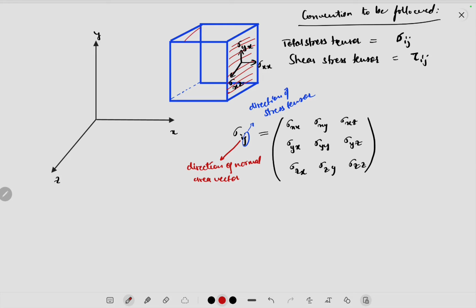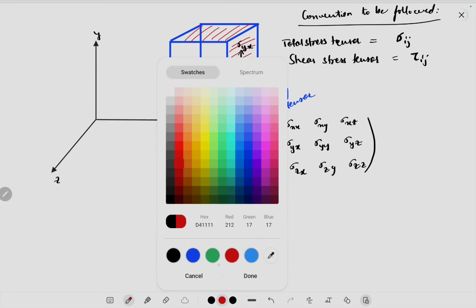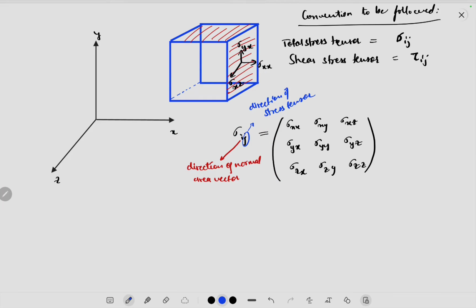Similarly, if I consider this face, it has the normal vector in the positive y direction. So the stress tensor for this surface will be given as sigma yy, sigma yx, and sigma yz. Oh sorry, this is wrong. Since I want to find along the y-axis, y should be outside, and it is with the area vector which is pointing in the positive x direction, so this will be sigma xy.